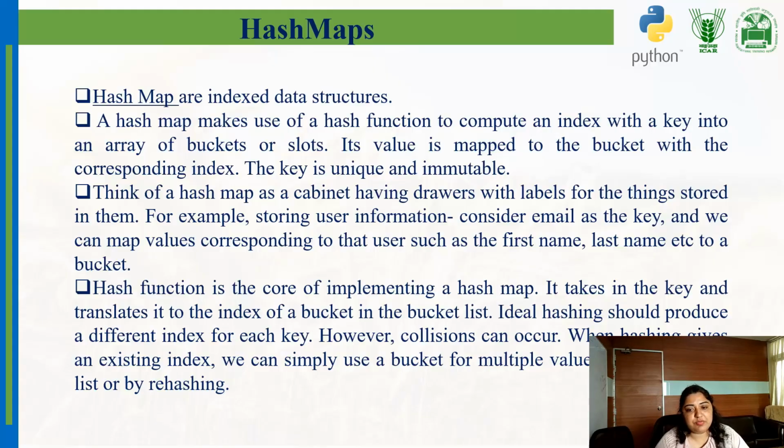Hash function is the core of implementing a hash map. It takes the key and translates it to the index of a bucket in the bucket list. Ideal hashing could produce a different index for each value, but there is a possibility of collision, and if a collision occurs, then we can rehash the value and again assign the value. When hashing gives an existing index, we can simply use a bucket for multiple values by appending to a list or by rehashing.